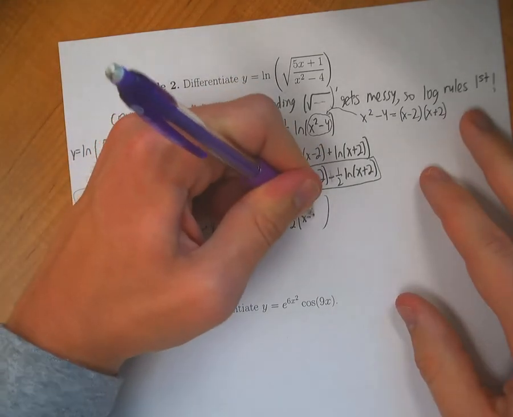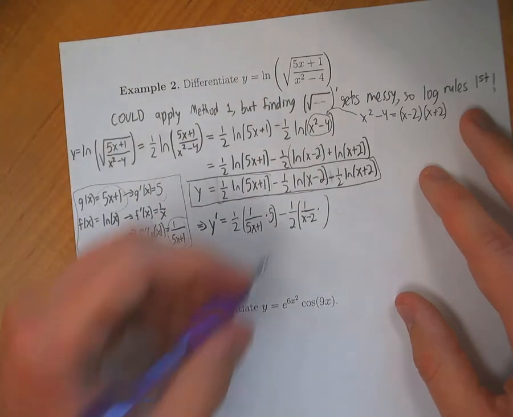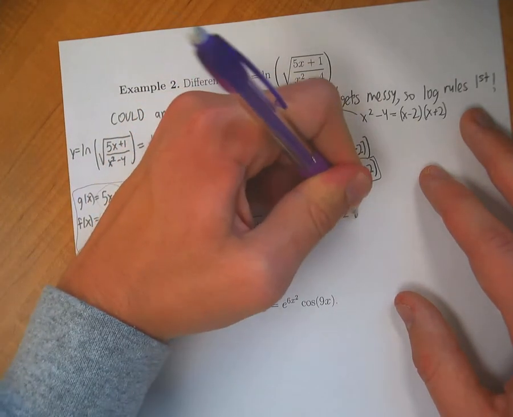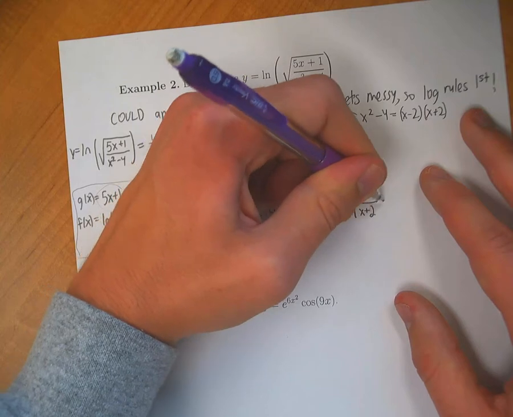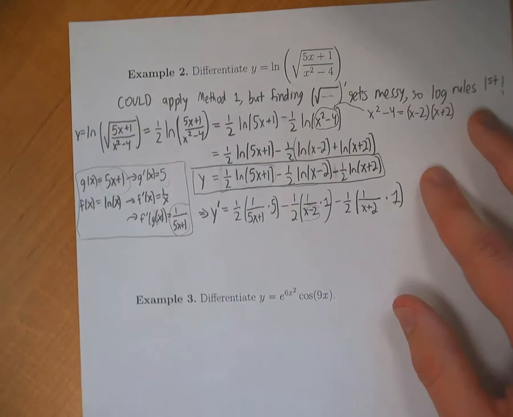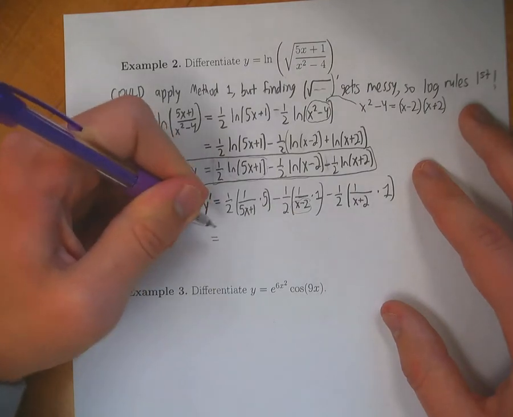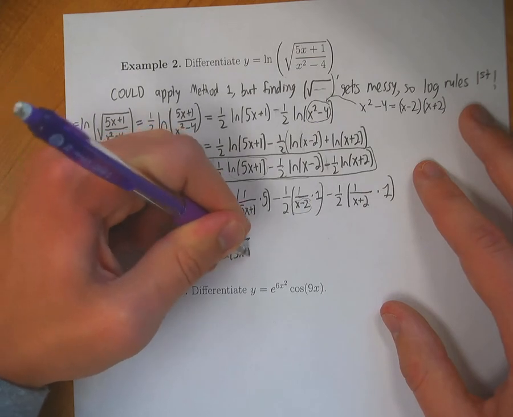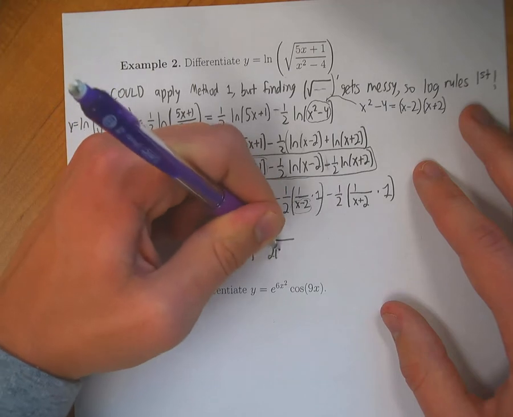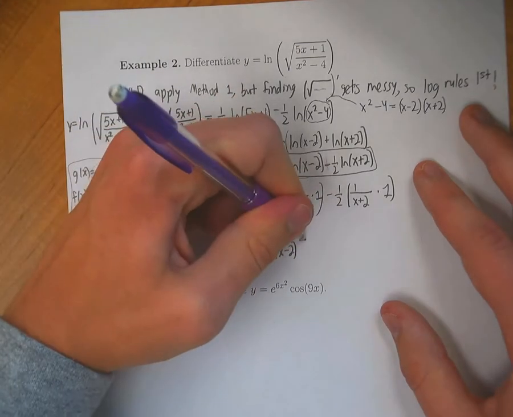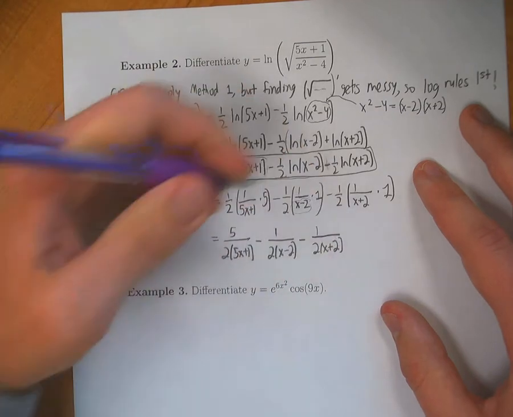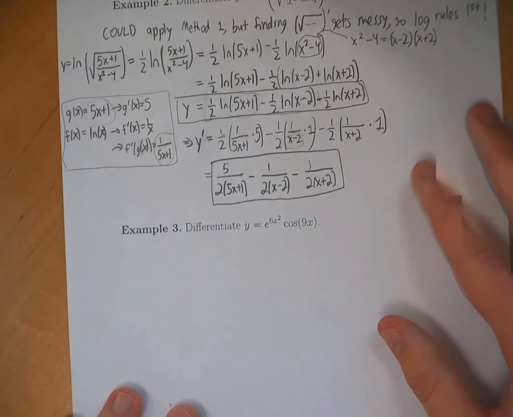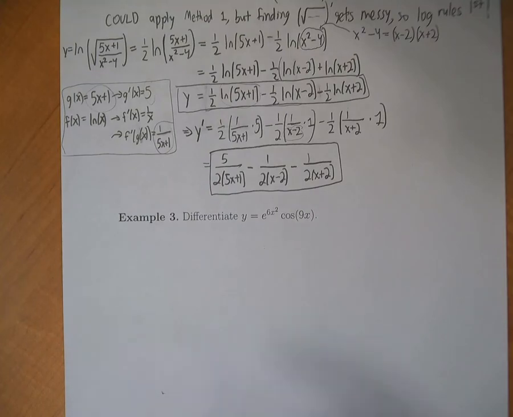Yep, 1 over x minus 2. And then if you want to be consistent with chain rule here, you can just multiply this by 1 because that's the derivative of x minus 2. And then similarly, the derivative of natural log of x plus 2 is just 1 over x plus 2 times 1. Okay? So then as a result, the derivative ultimately becomes the following. We have 5 over 2 times 5x plus 1, minus 1 over 2 times x minus 2, minus 1/2 times x plus 2. So that will be your derivative in this case. So that is example 2.